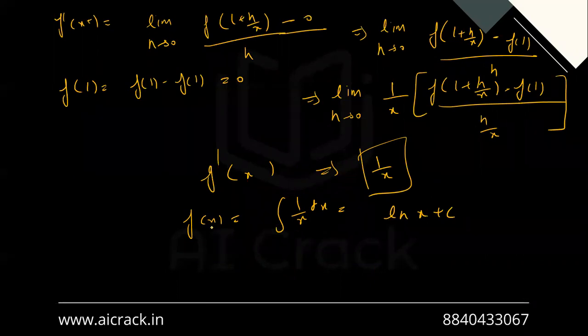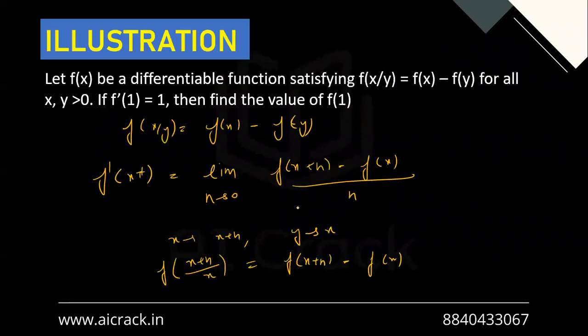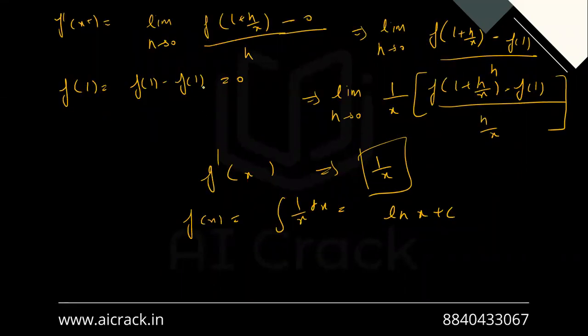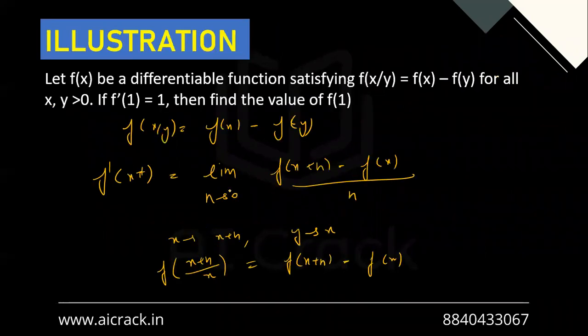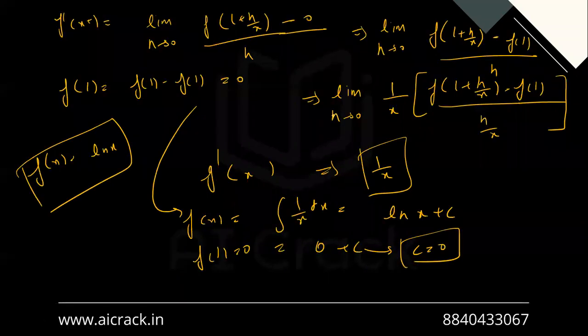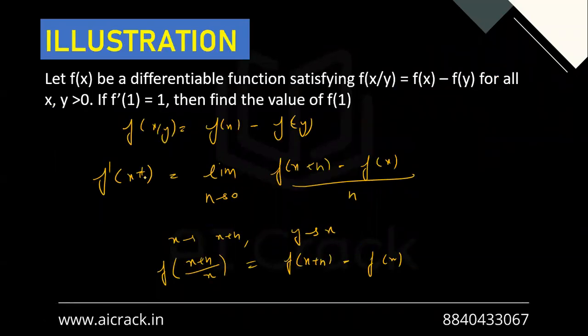Now over here, if we put 1 over here, f of 1, we know that f1 is 0. We saw that f1 over here is 0. So I'll just plug this value over here. So f of 1 equals to 0 equals to ln 1, that is again 0 plus c. That gives me c equals to 0. So this gives me fx equals to ln x. So this is our answer. We have to find the value of f of 1. Probably we have been asked fx over here, not f of 1. F of 1 is clearly 0.